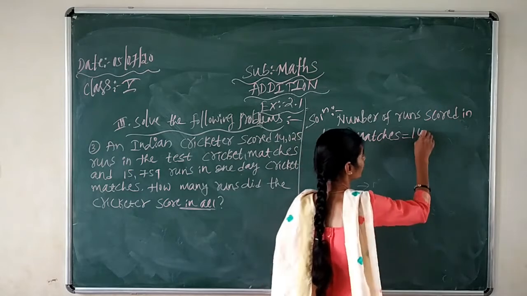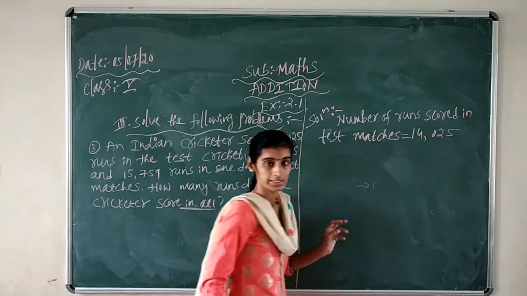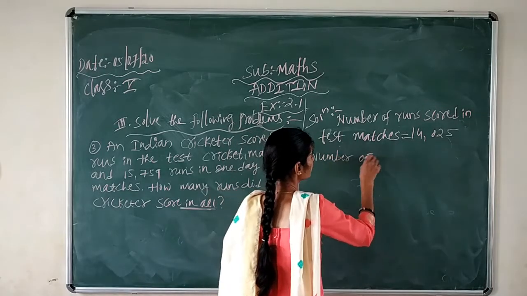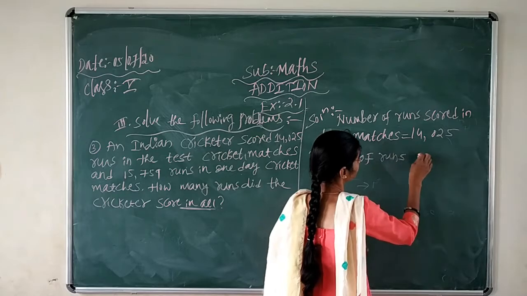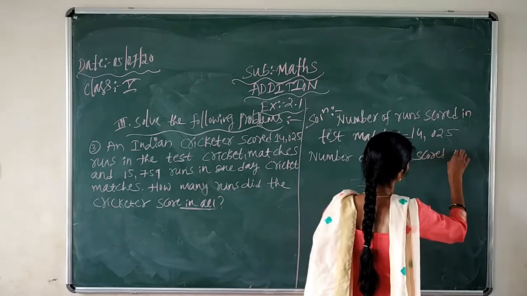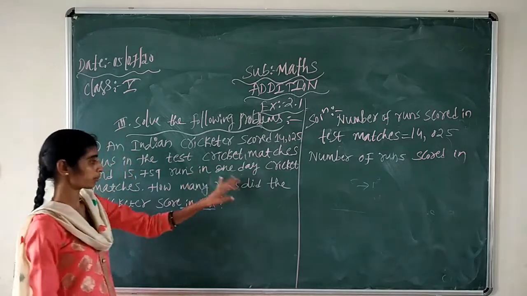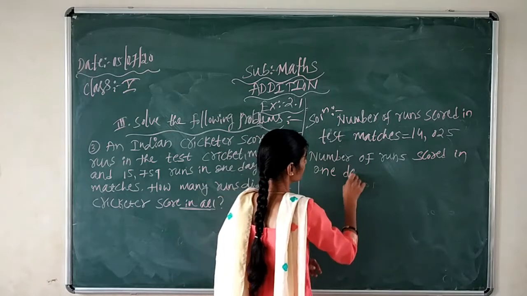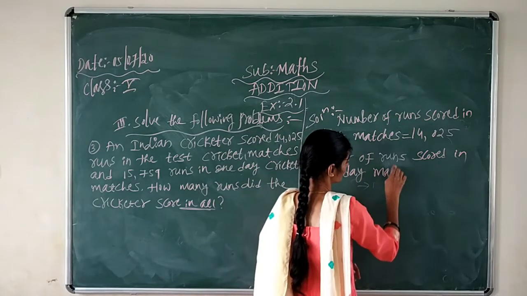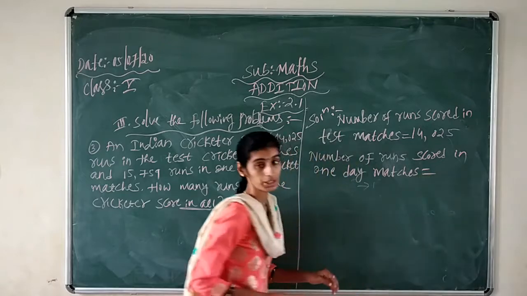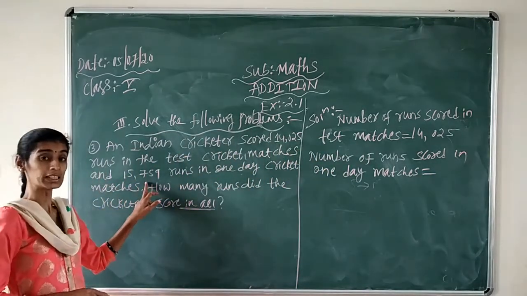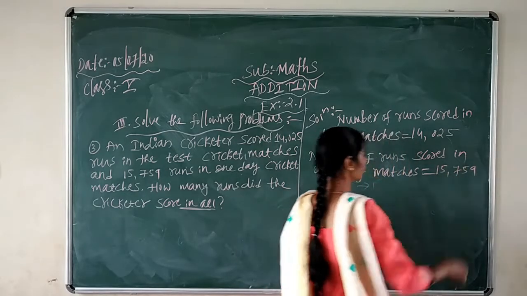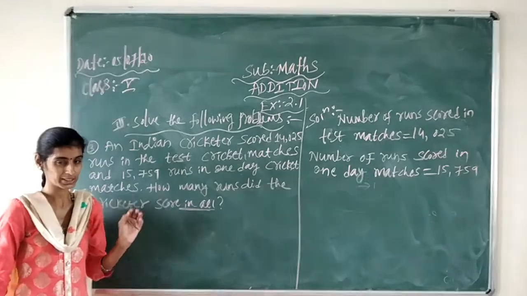Yes, it is 14,025. Then the second statement, next: number of runs scored in one day matches. How many runs has he scored, children? Yes, it is 15,759. So Virat Kohli, we have taken just as an example.